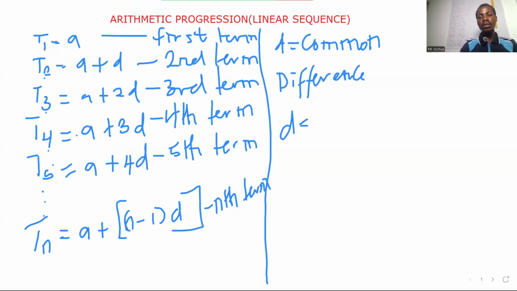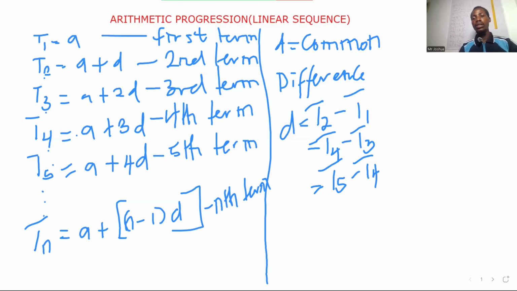And how do we get our common difference D? We get it by simply doing our T2 minus T1, or we can also say T4 minus T3, or we can also say T5 minus T4. Just make sure it's following each other. Any one of the terms you use to subtract each other, provided they are consecutive, meaning they follow one another, you can actually use it to find your common difference.